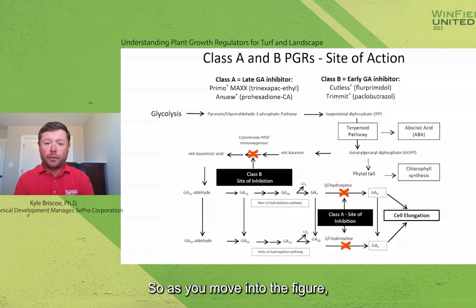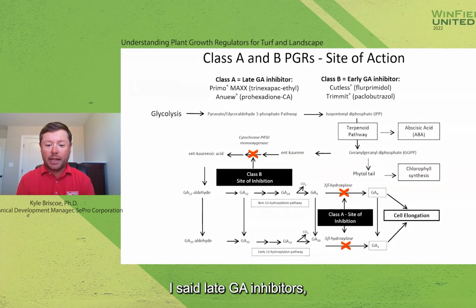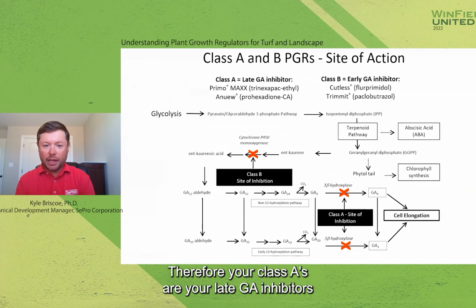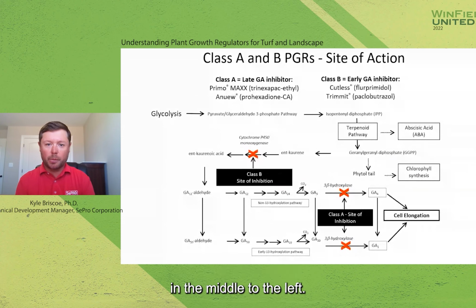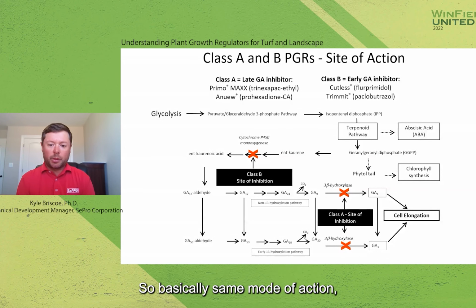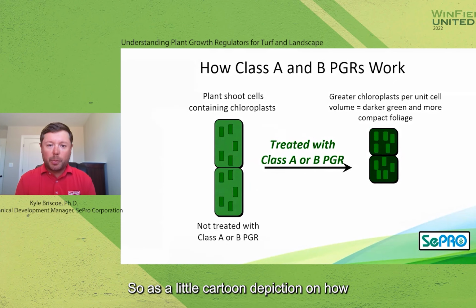So as you move into the figure, you see the red X's. And starting with the class A's, I said late GA inhibitors. If you go down there towards the bottom right and you see where it says class A site of inhibition, so that's late in the GA biosynthesis pathway. Therefore, your class A's are your late GA inhibitors versus your class B's kind of being up there in the middle to the left. That's the site of inhibition, being early GA inhibitors. So basically, same mode of action, different sites of action, and effectively influence the plant and plant species a little bit different.